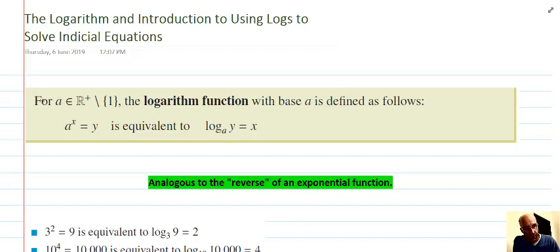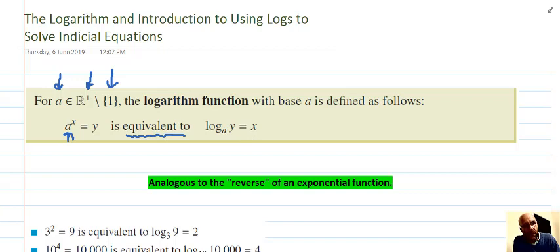So, starting straight up with a definition. For bases of a, we know that if we're talking about the base of an exponential, the base a has got to be a positive real number excluding 1. The log or the logarithm function with base a is defined as: if a to the x equals y, it's the same as saying log of y to base a equals x.